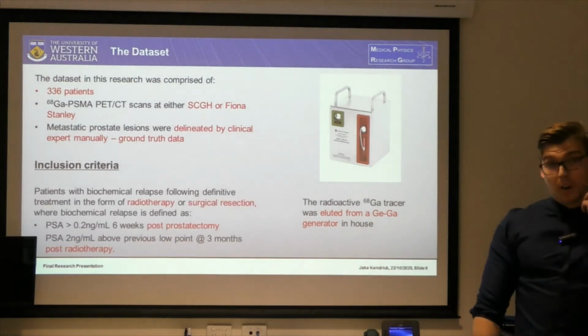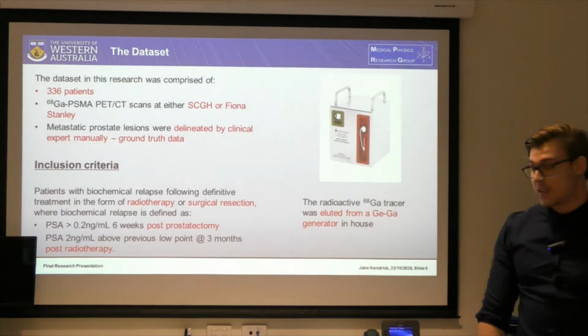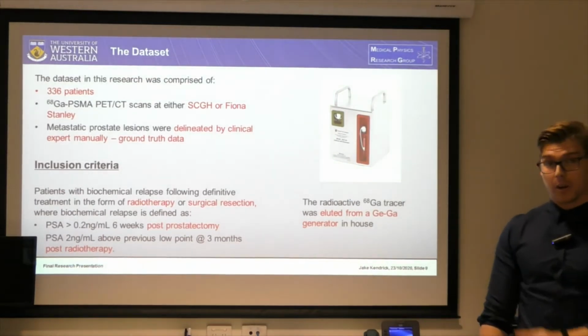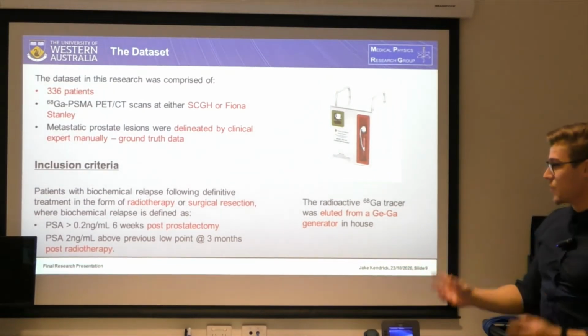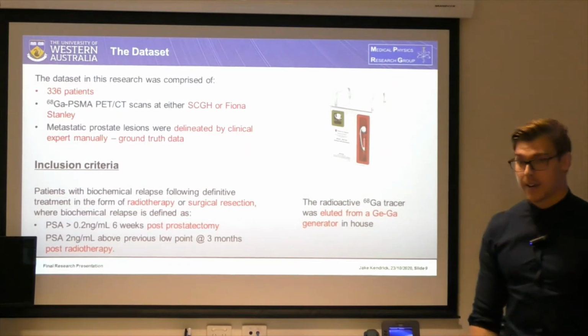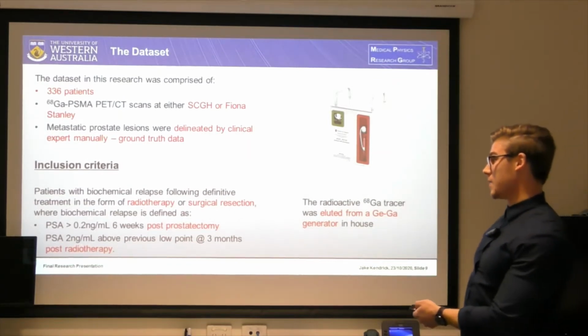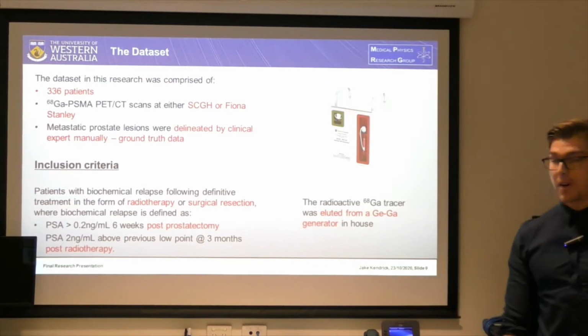There were some inclusion criteria as well, so only patients with biochemical relapse following definitive treatment in the form of radiotherapy or surgery were included, where that's defined as having a PSA or prostate-specific antigen level greater than 0.2 nanograms per mil, 6 weeks post-prostatectomy, or a PSA level of 2 nanograms per mil above the previous low point 3 months post-radiotherapy procedure.